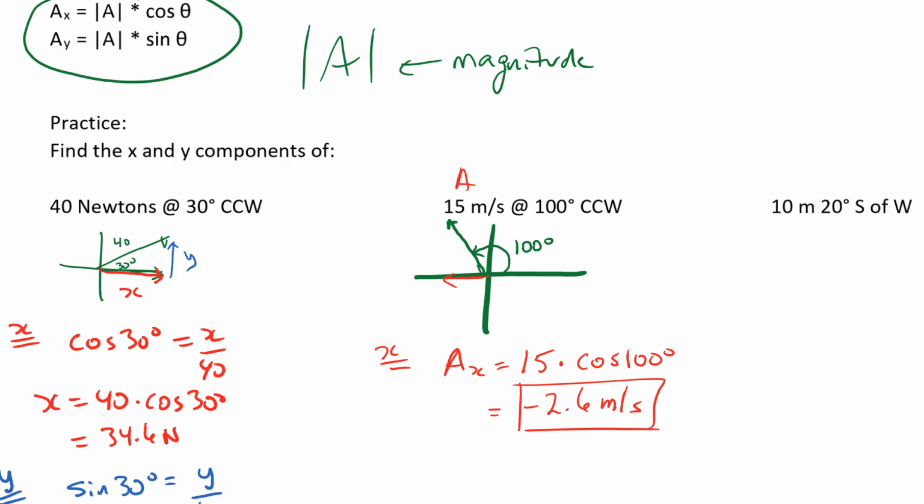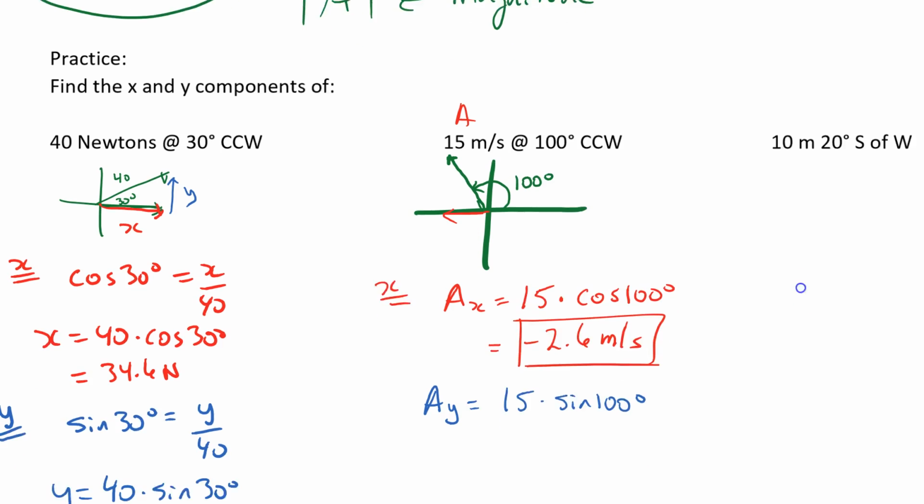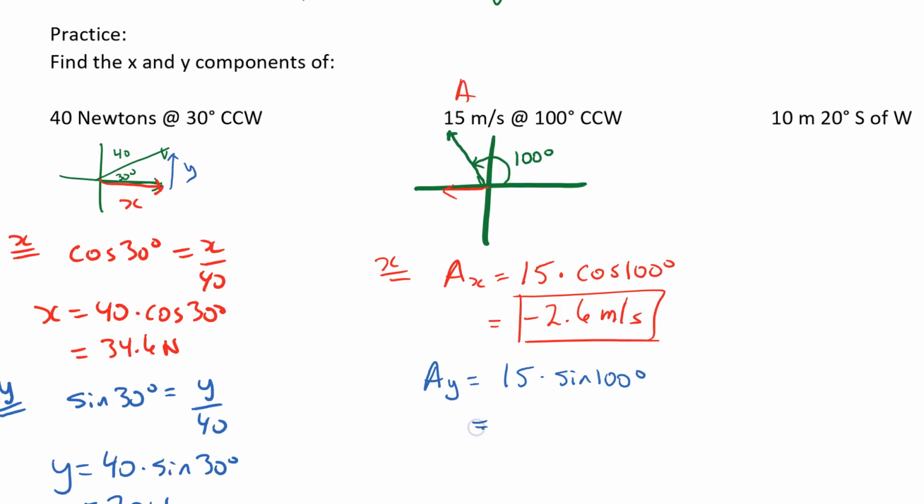And how about my y direction? In my y direction, I will say 15 times the sine of 100 degrees. So it's a really nice quick shortcut. And the y direction is going to be quite large, a little bit less than 15. It works out to 14.8 meters per second. And that seems pretty reasonable given my diagram.